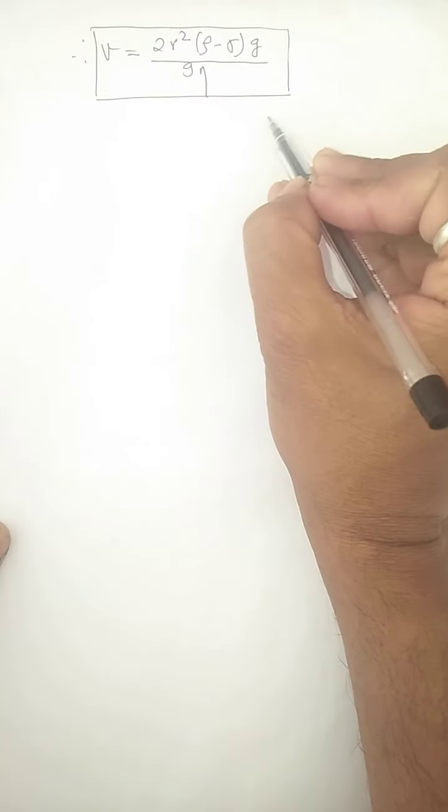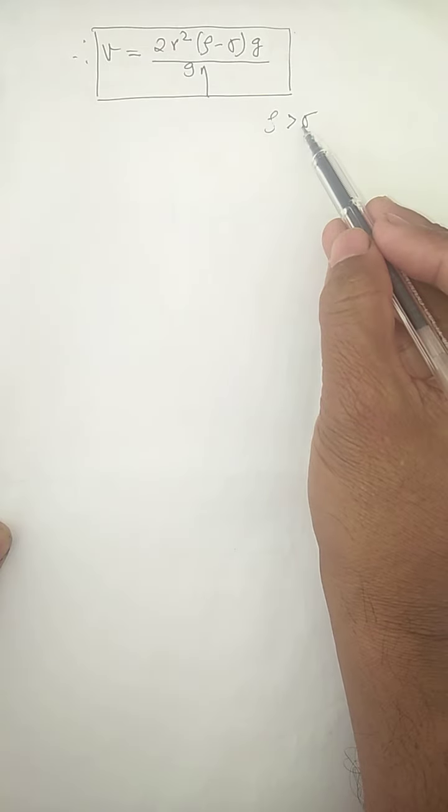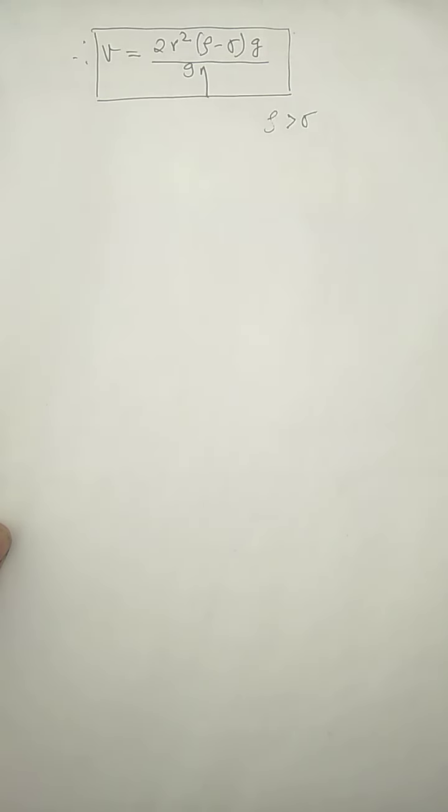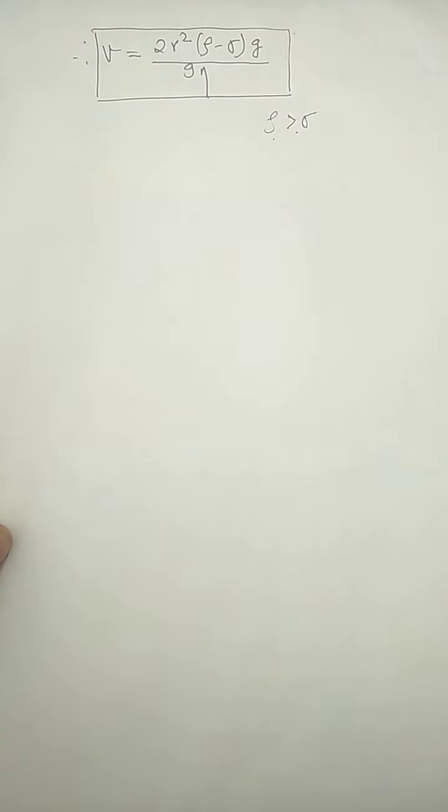But in this expression you see rho must be greater than sigma, which means the density of the spherical ball must be greater than the density of water, otherwise that spherical ball will simply float on water or in that liquid. So in order to make the ball move down, the density of that ball must be greater than the density of the liquid.